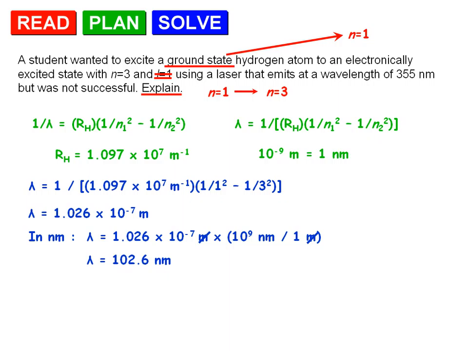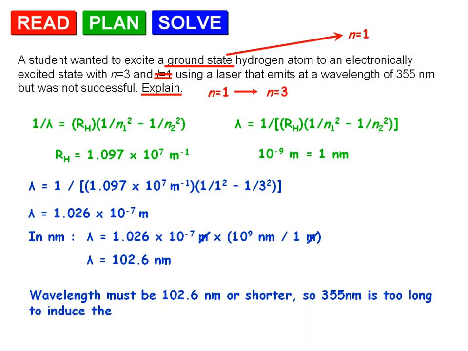Finally, we need to explain the observation in the question. Write, the wavelength must be 102.6 nanometers or shorter, so 355 nanometers is too long to induce the transition.